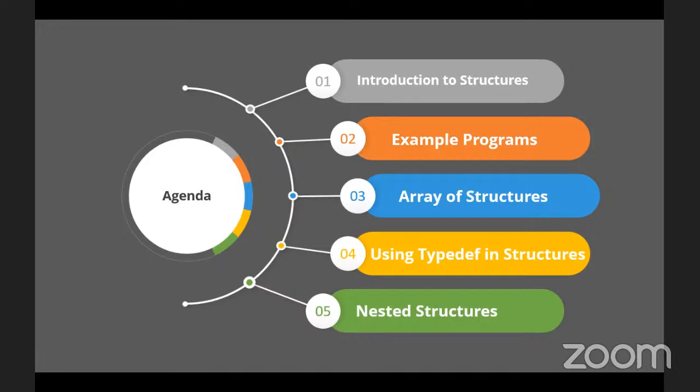Similarly, here also we can use nested structures. A structure within a structure we call a nested structure. A for loop within a for loop we call a nested for loop. An if condition within an if condition we call nested if statements, right? Likewise, we have nested statements.